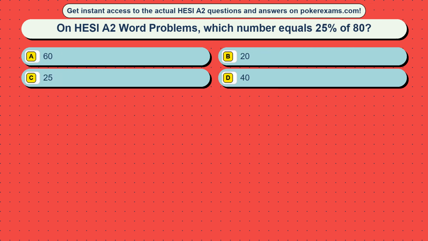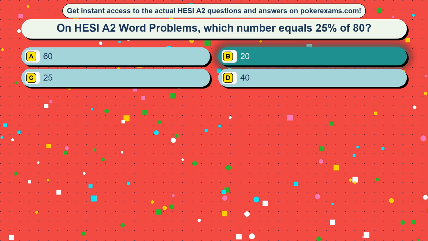Question 44. On HESI A2 Word Problems, which number equals 25% of 80? Option A, 60. Option B, 20. Option C, 25. Option D, 40. The correct answer is option B, 20.